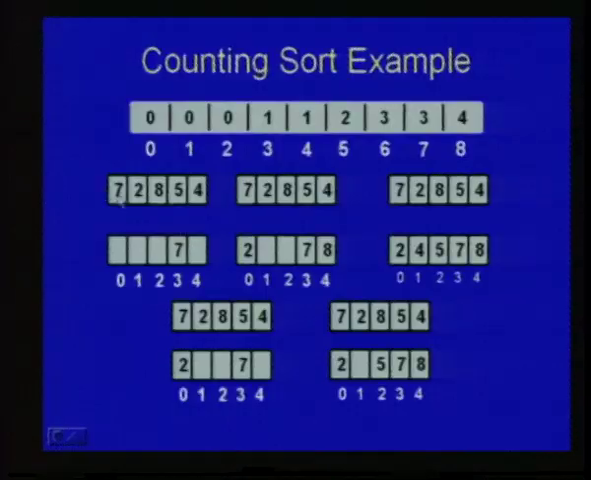Now, let us take an example and see exactly how this works. So, this is the original array, okay, and you found that for 7 you have 3 elements which are less than 7. So, you put 7 in the third location, but you have to start with 0. So, 0, 1, 2, 3, 4. So, you put it in the third location. So, that is the first step.